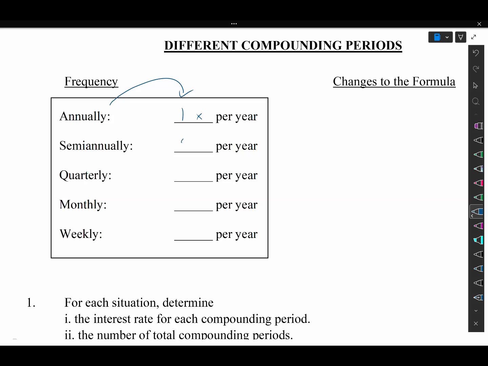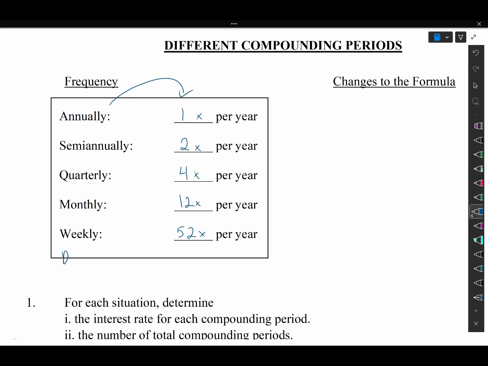If it happens every half year, it happens 2 times per year. If it happens quarterly, it happens 4 times per year. That's every quarter of a year. That's 4 times in a year. If it happens monthly, 12 times per year. And if it happens weekly, that's 52 times per year.